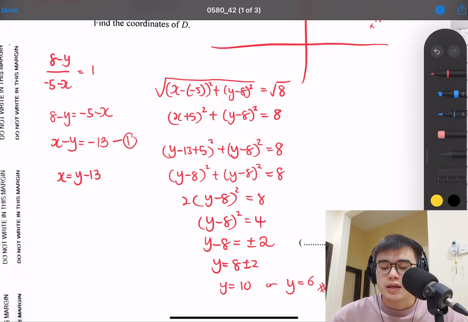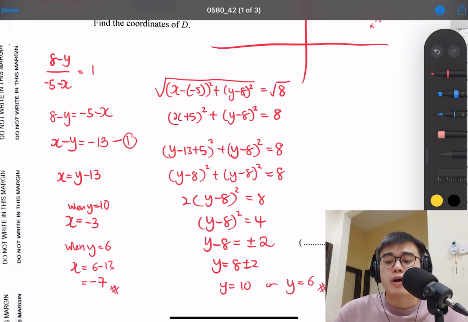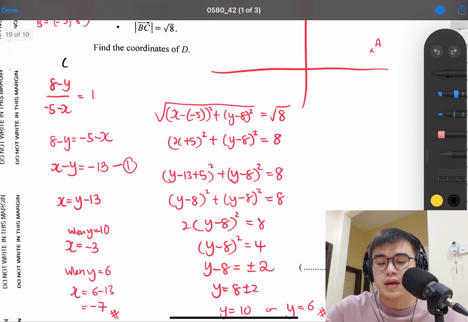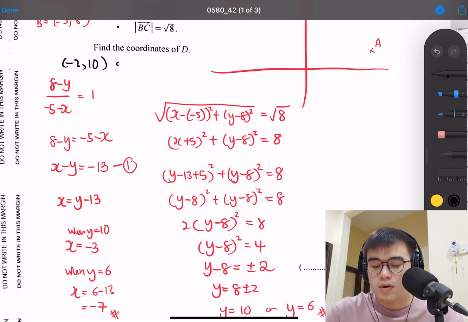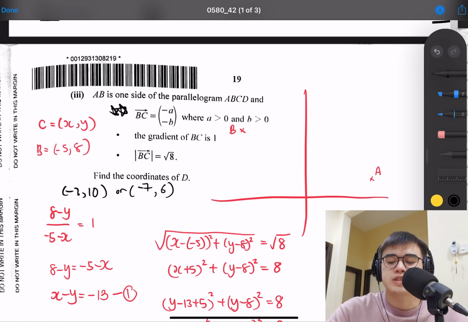And for our x, when y equals 10, you will get x as negative 3, and when y is 6, you will get x as negative 7. So with this, you now have to analyze which of the points is more suitable. We got either (-3, 10) or (-7, 6). So for this, you have to look at the first statement that they gave us.